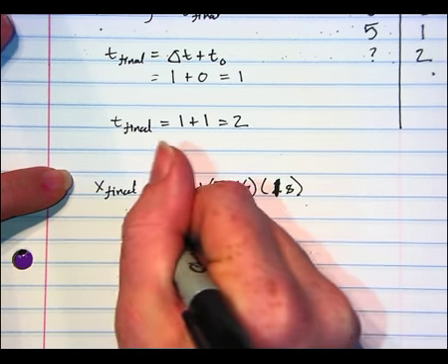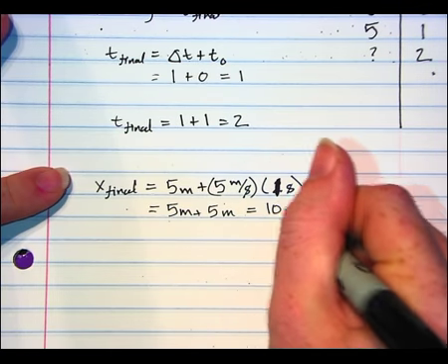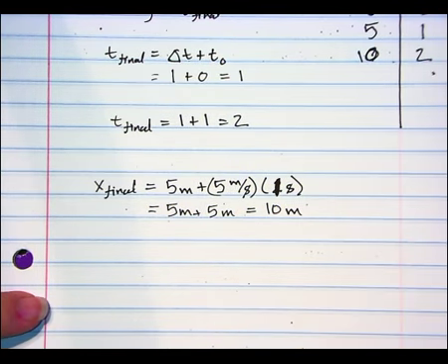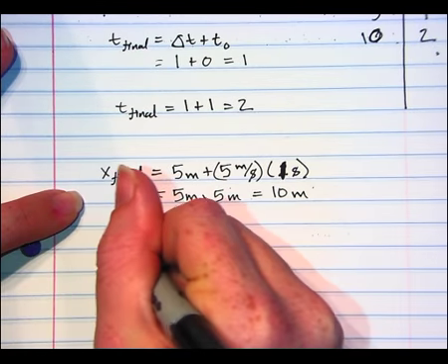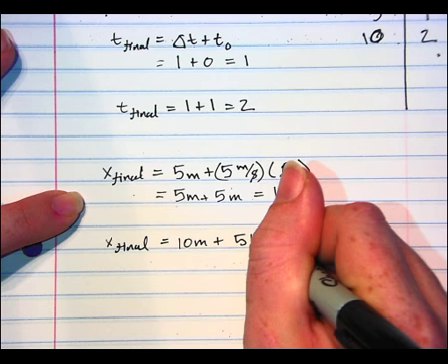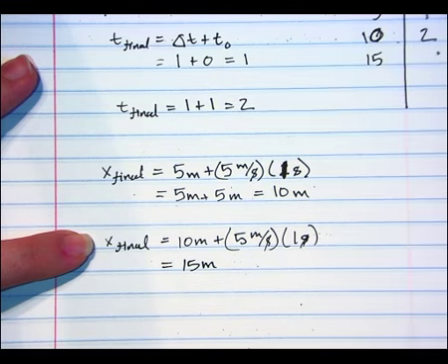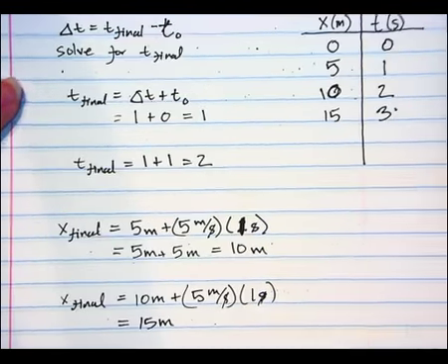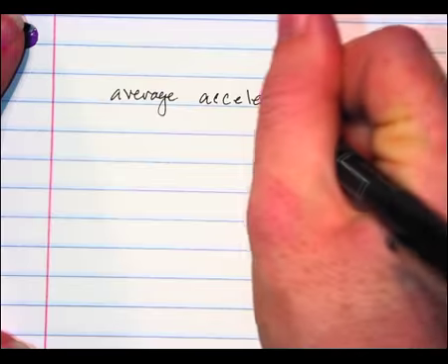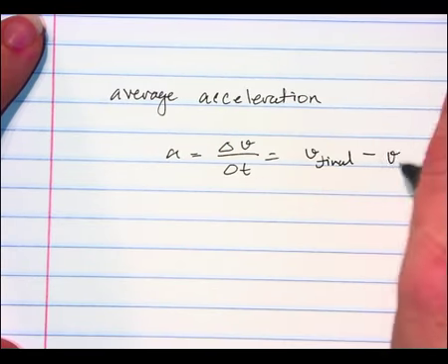So now let's go back to position. The final position is just plug and chug. We find that 5 meters plus 5 meters is equal to 10 meters. So after 2 seconds, our object will have fallen 10 meters. I see a pattern. What's going to happen next? 15 meters. But we can continue that table later.